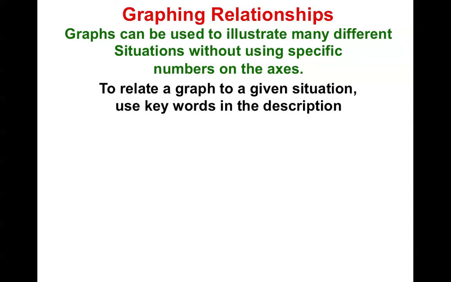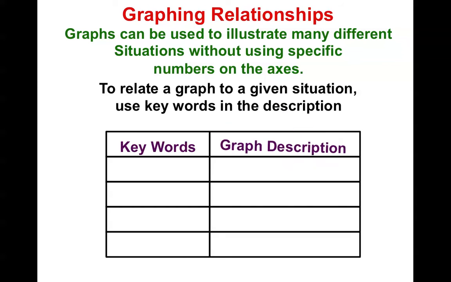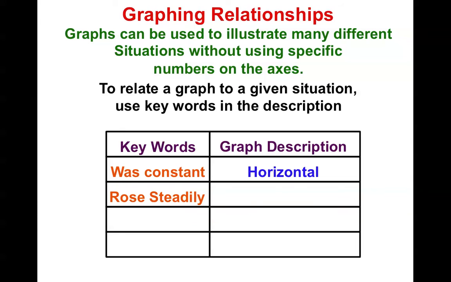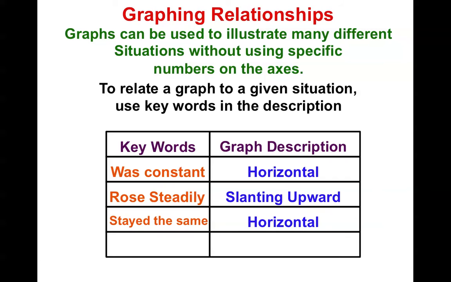To relate a graph to a given situation, some key words can be used in our description. So if I said something was constant, that would give me a line that looks horizontal. If I said something rose steadily, that would be a line that slants upwards. Where if something stayed the same, once again, that would stay horizontal. And if something dropped sharply, that would have a line slanting downward. So let's take a look.